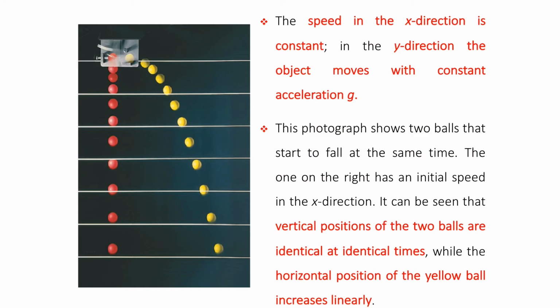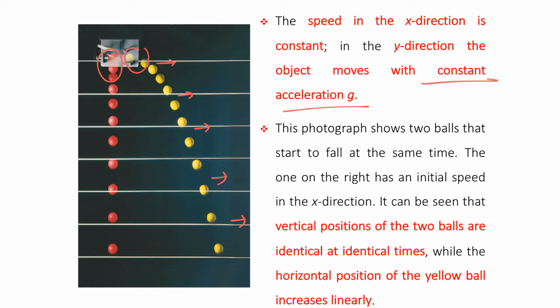Okay, so basically this is the one that actually proved that the speed in the x direction is constant. Because it's constant all the time, it doesn't affect your calculations whether you throw it downward like this or you throw it with some angle like this, because both objects move with the constant acceleration of g.